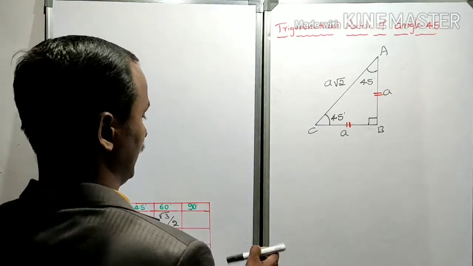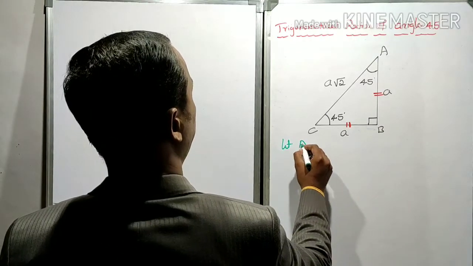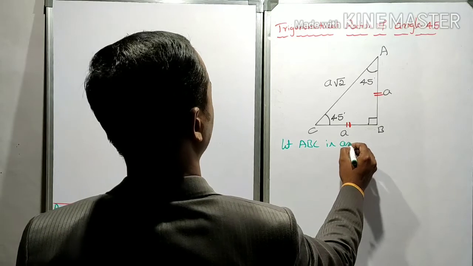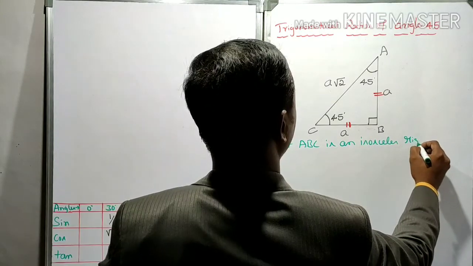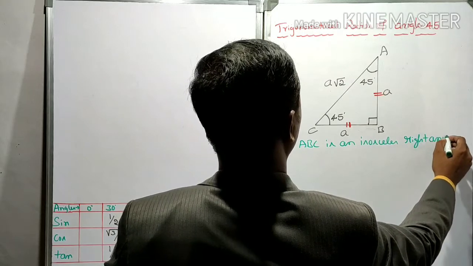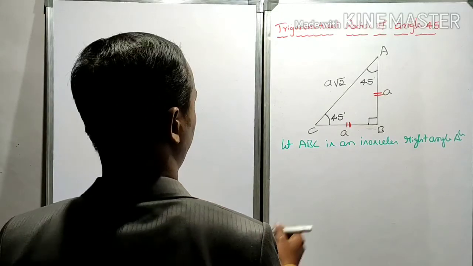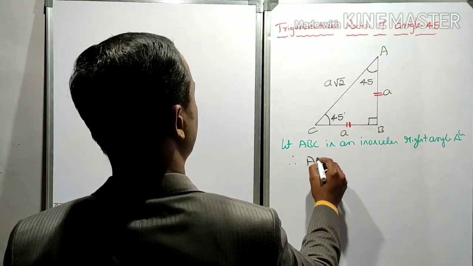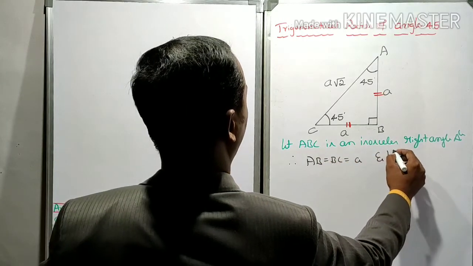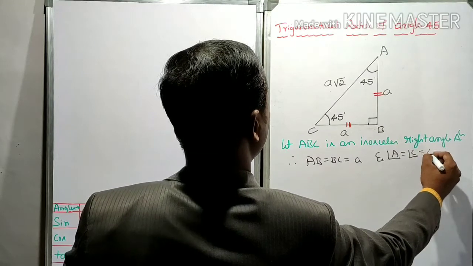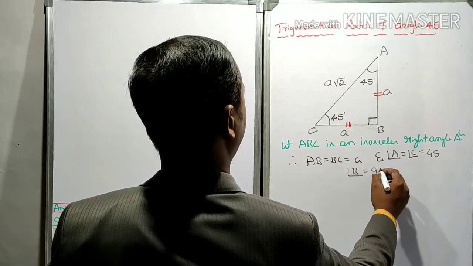Now I am writing: let ABC be an isosceles right angle triangle. Therefore, AB is equal to BC is equal to a, and acute angle A is equal to acute angle C is equal to 45 degree. Then angle B is equal to 90 degree, dear children.